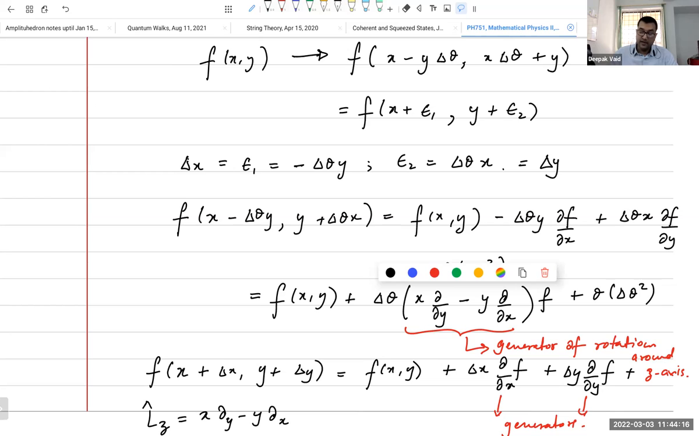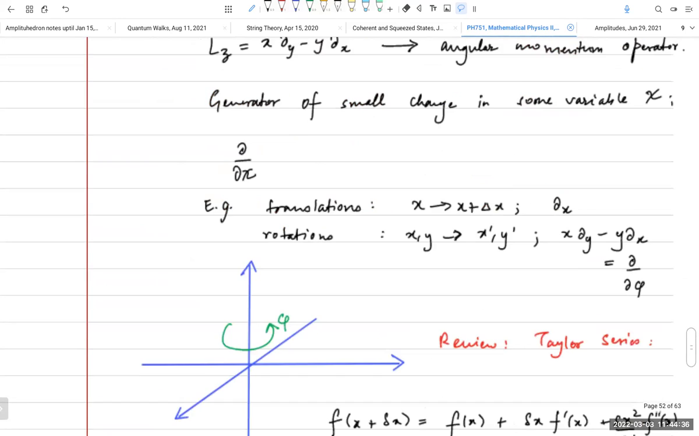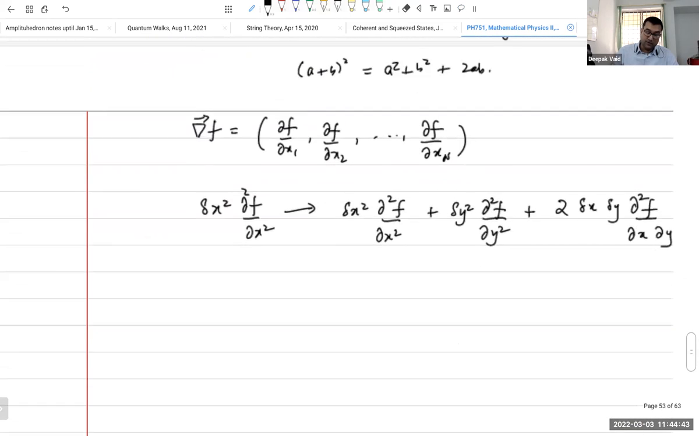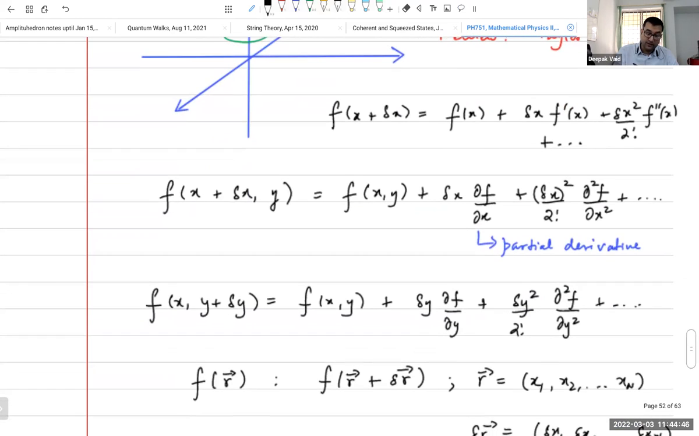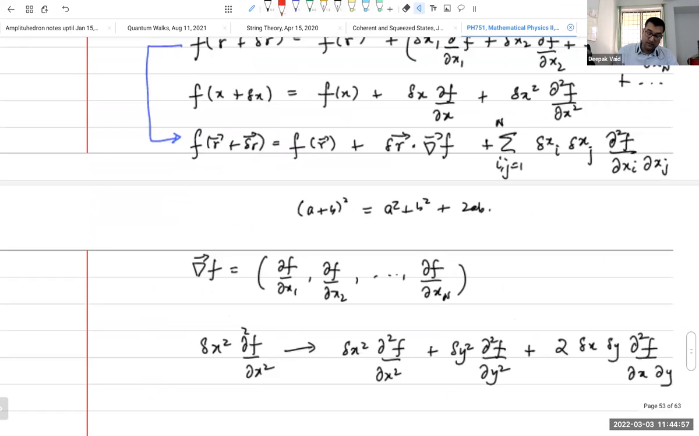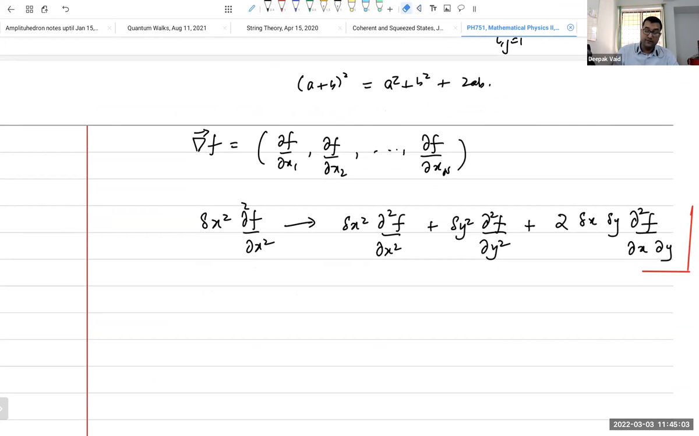Is this clear enough to all of you? Does this clarify? Yes, sir. Okay. All right. So this is a review of the Taylor series. We are done with this. Put a little box to indicate that.